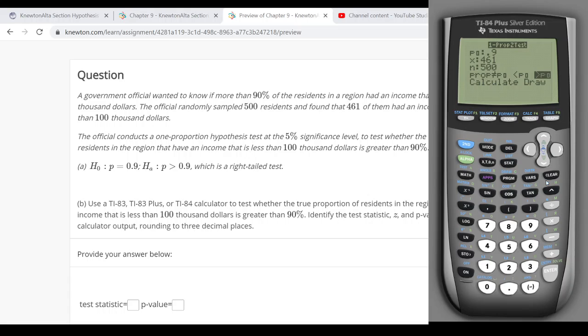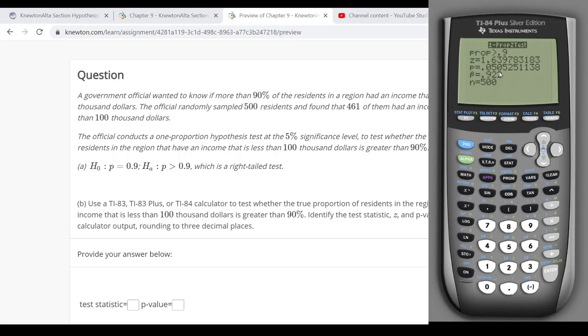All right, and then I go calculate and look at all the stuff that shows up. So they give us our alternative hypothesis up top. On the bottom, you have the sample size and then the sample proportion. 461 divided by 500 would be about 0.922. 92.2% of the sample had an income less than $100,000.